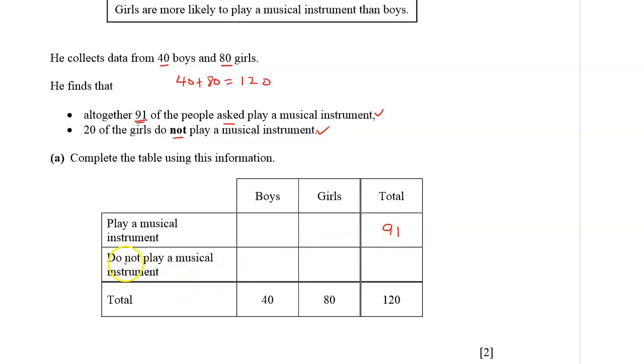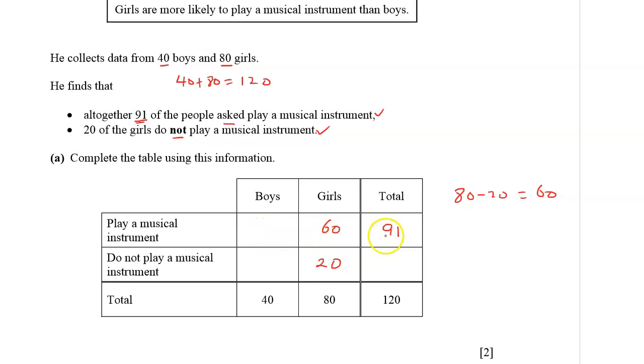We are told that 20 girls do not play a musical instrument. So we have 20 there. Therefore, we need to work out this. We know that girls are 80. Therefore, what is the value here? So 80 minus 20 will give us 60. Therefore, 60 goes there.